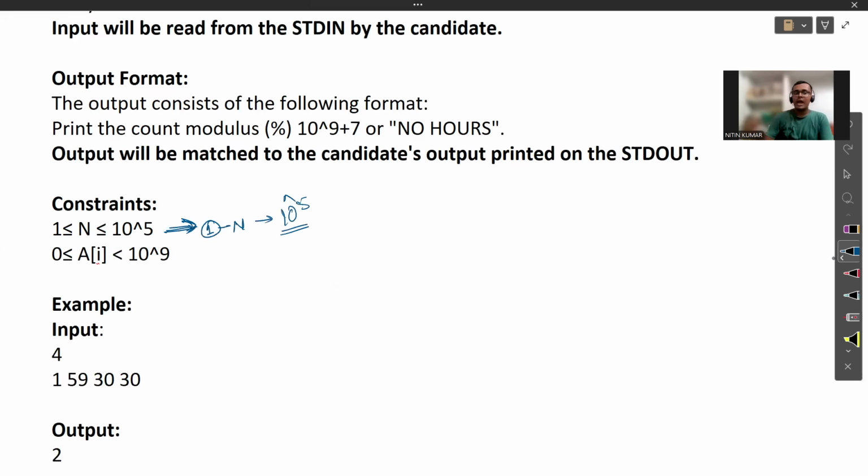Remember it. The next thing you have to remember is the value of A[i]. A[i] means the minute value at each position could be in the range of 0 to 10 to the power 9. So any minute value present in the array could be just smaller than 10 to the power 9. This large could also be a minute value. Okay, so you have to remember these things.